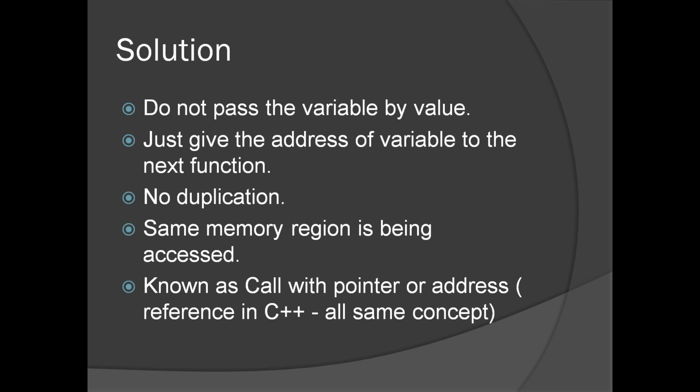So the solution to the problem which call by value has is: do not pass the variable by value. Just give the address of the variable to the next function. So no duplication, the same memory region is being used. So this is called call with pointer or address reference. I have seen different terminology for this. The underlying idea is sharing the address of the variable.